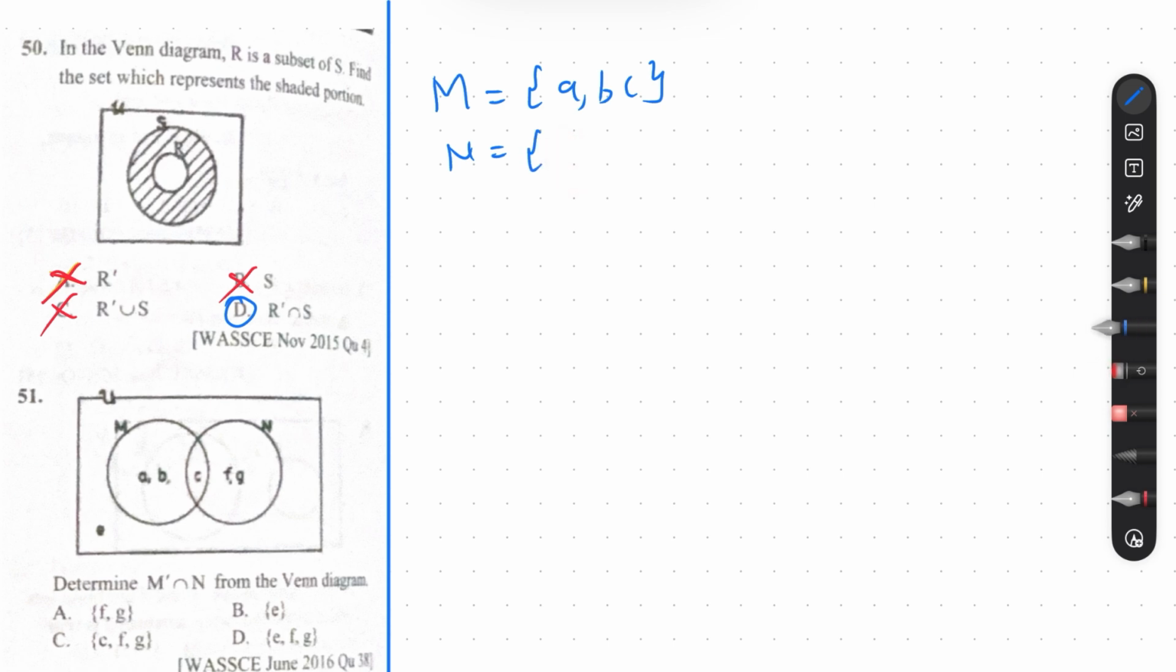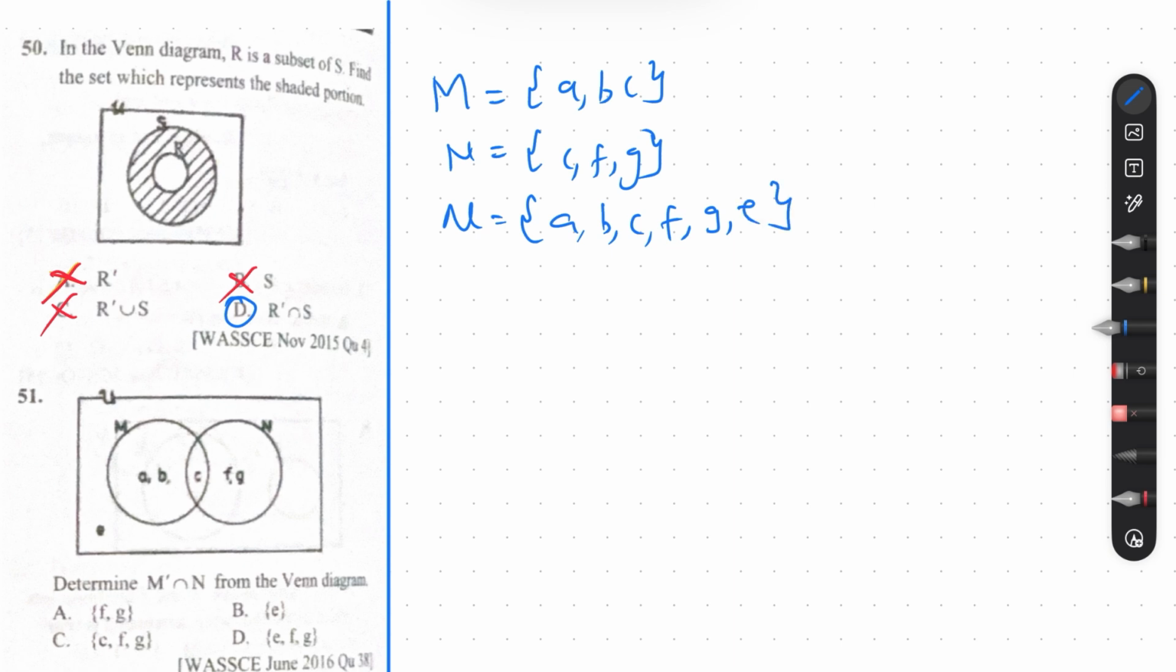N is C, F, G, because everything in this circle is N. So now let's write the universal set. The universal set is everything in this box, which is A, B, C, F, G, E. Okay, this might not be in order, but that's it.